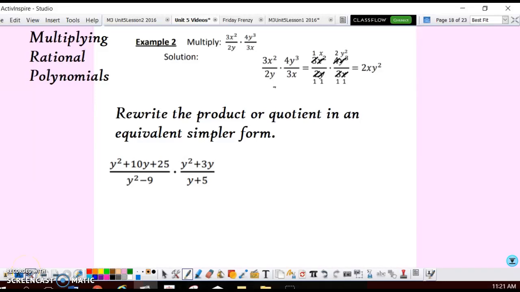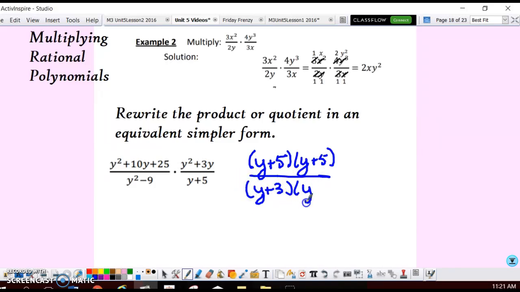Now we want to multiply these rational polynomials. So multiplying is one of our favorite operations because you can just multiply straight across, but we also can look at factoring to make our job a little bit easier before we start. So I'm going to factor this first one, and I will get y plus 5 times y plus 5. That'd be the top one here. The denominator would factor to y plus 3 and y minus 3.